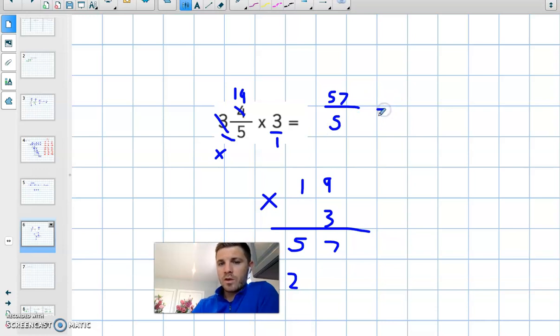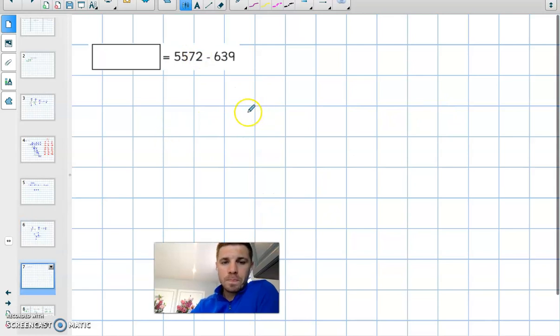Okay, then you're going to divide 57 by 5, and I know that there are 11 5s in 57, which leaves us on 55. If I take the 55 away from the 57, I've got a remainder 2, and my fraction is 2 over 5, or 2/5. So my answer would be 11 and 2/5. Okay, final question. You need to use your formal method for this one.